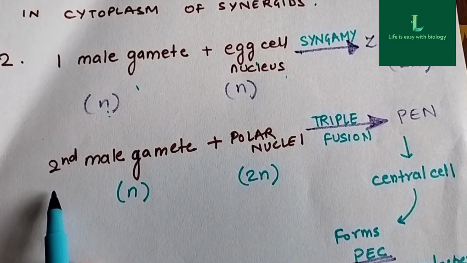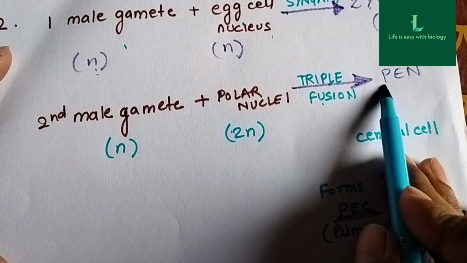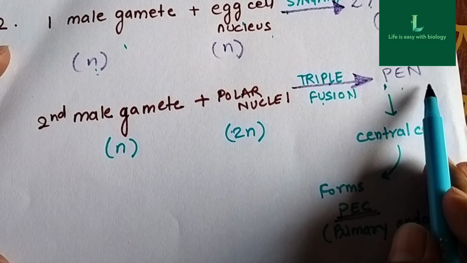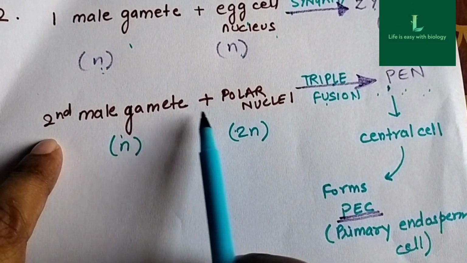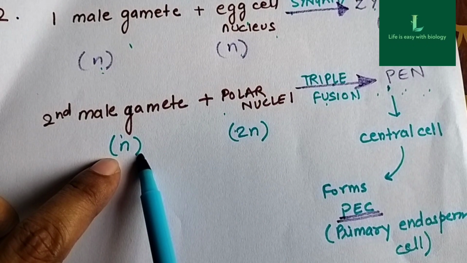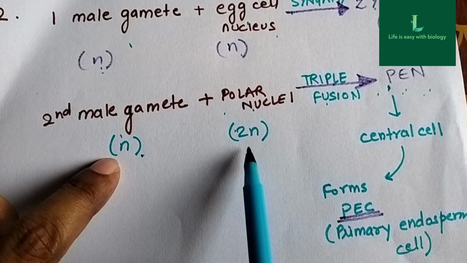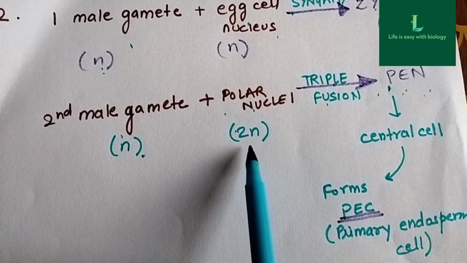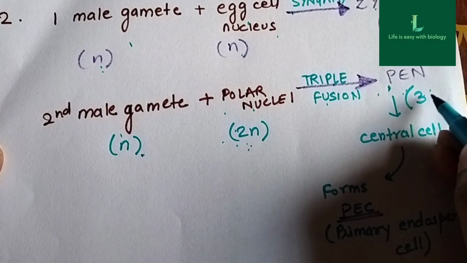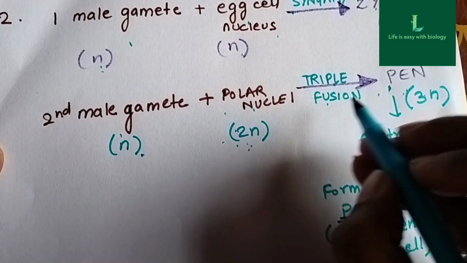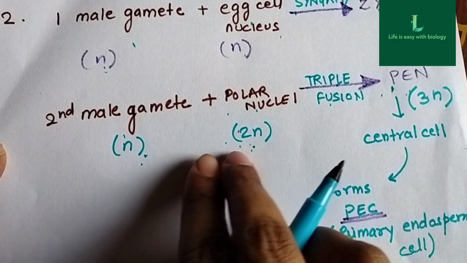The second male gamete fuses with the polar nuclei. This process is called triple fusion, leading to the formation of primary endosperm nucleus. PEN, primary endosperm nucleus. Now see here, the second male gamete is haploid, but the polar nuclei is diploid, because we have seen that there were 2 nuclei in the central cell, right? So it is diploid. So it will result in the formation of primary endosperm nucleus that will be 3N. है ना। इसीलिए इसको ट्रिपल फ्यूजन कहते हैं, क्योंकि एक डिप्लॉयड और एक हैप्लॉयड का फ्यूजन हो रहा है.